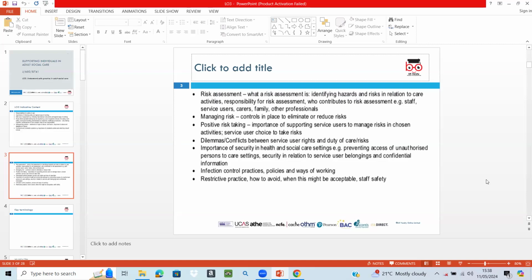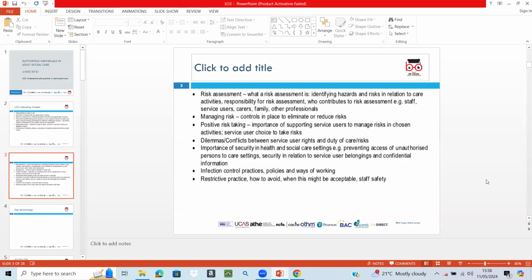Then we need to know the concept of managing risk: controls in place to eliminate or reduce risk. Then we have positive risk taking, the importance of supporting service users to manage risk in choosing activities, and service user choice to take risk. Then we have to discuss the dilemmas, the conflicts between service user rights and duty of care or risk. Then we have the importance of security in health and social care settings.